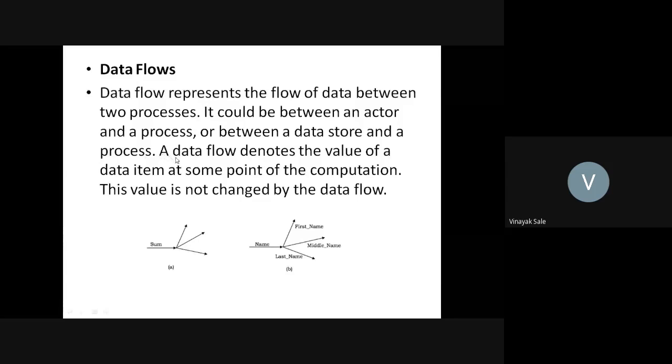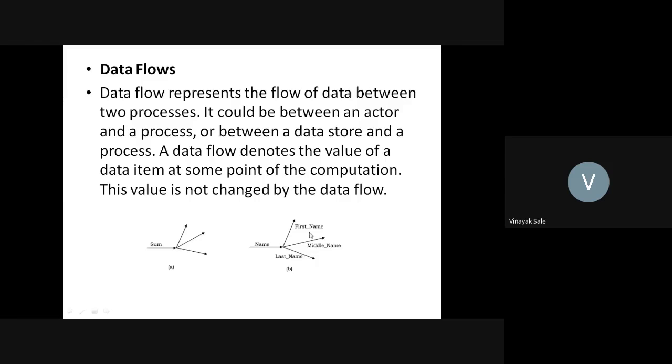A data flow denotes the value of a data item at some point of the computation. The data value is not changed by the data flow.